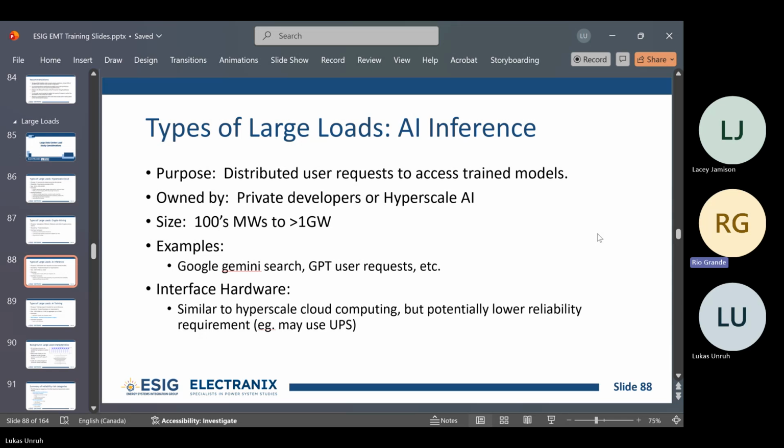Gemini, GPT, ChatGPT, etc. All these large language models are running these AI inference requests whenever you ask a question of them. The hardware is going to be similar to the hyperscale, but potentially with a lower reliability requirement. Like, they might not necessarily be using a UPS.